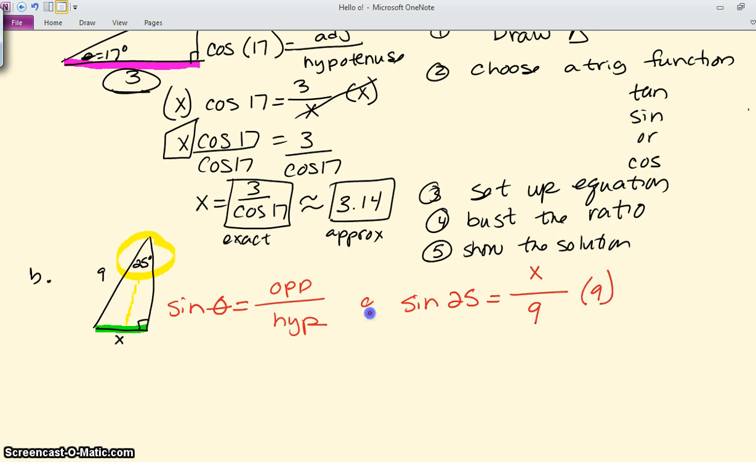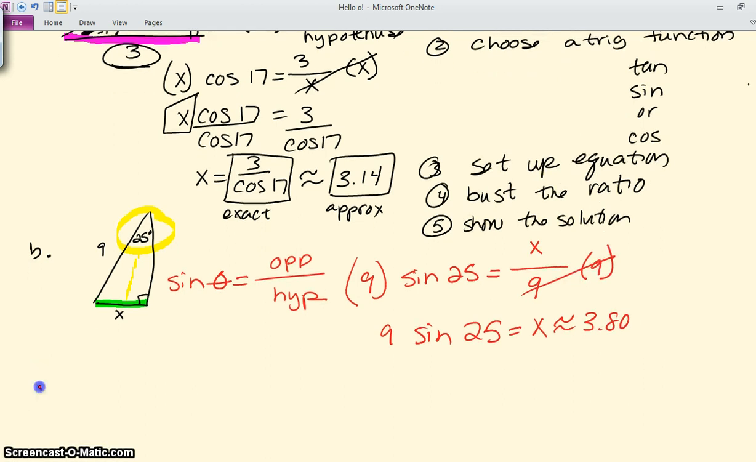I multiply by the denominator of this ratio, and 9 sine 25 is a calculation that my calculator can handle. So I have a side length that's approximately 3.80. So each of these steps is important.